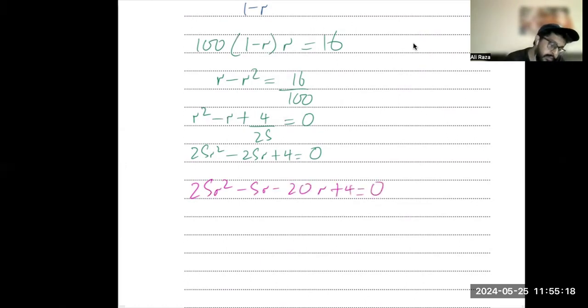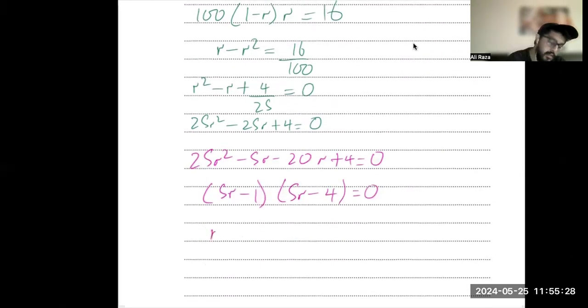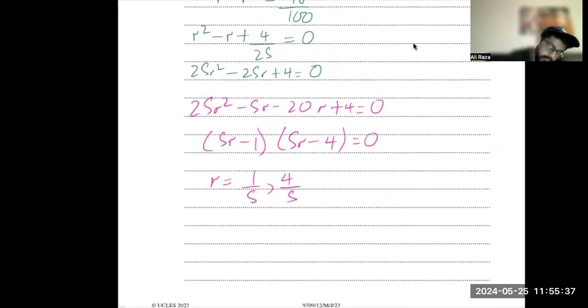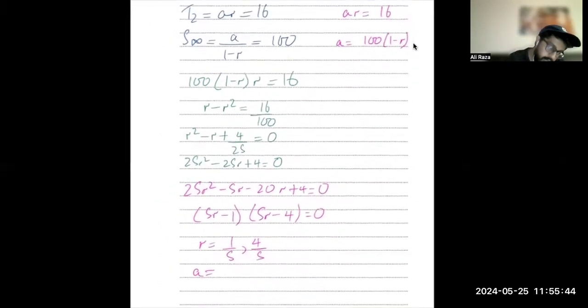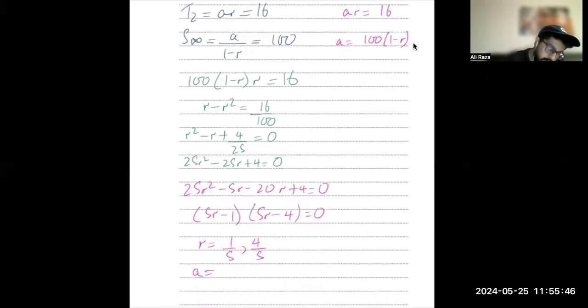When we factorize this, we get (5r minus 1)(5r minus 4) is equal to 0. r has the values 1 over 5 and 4 over 5, and a has the values 80 and 20 from the first equation.